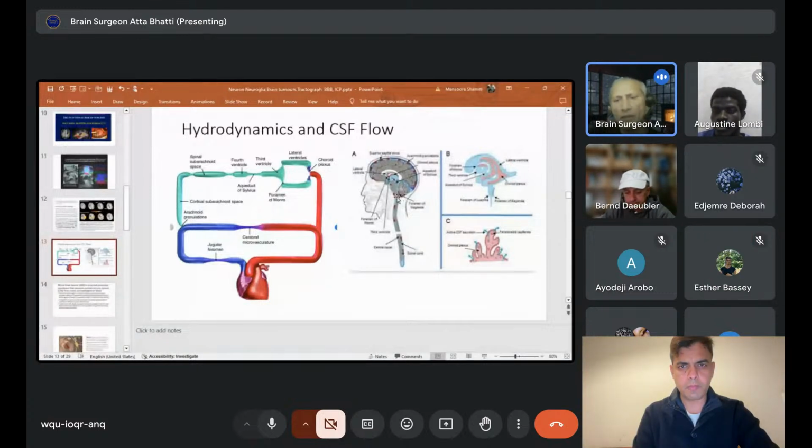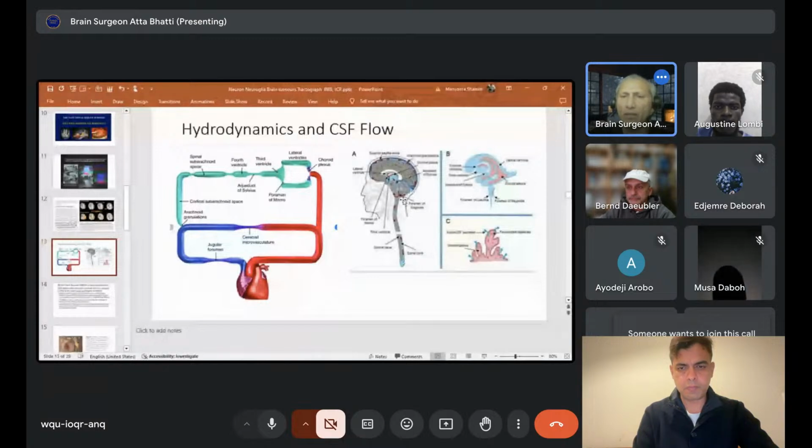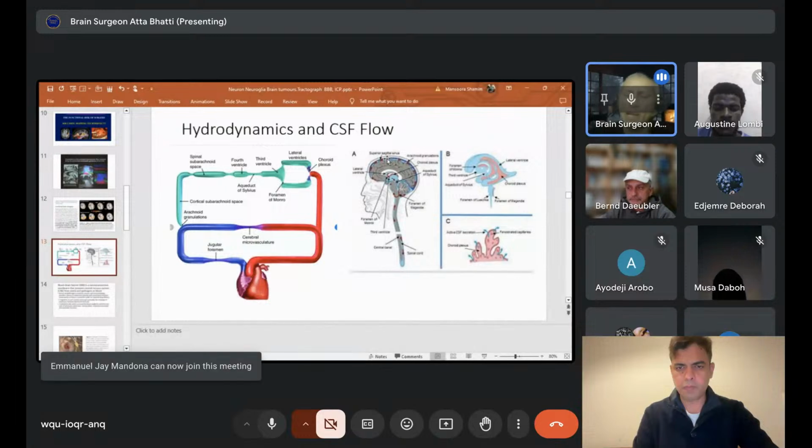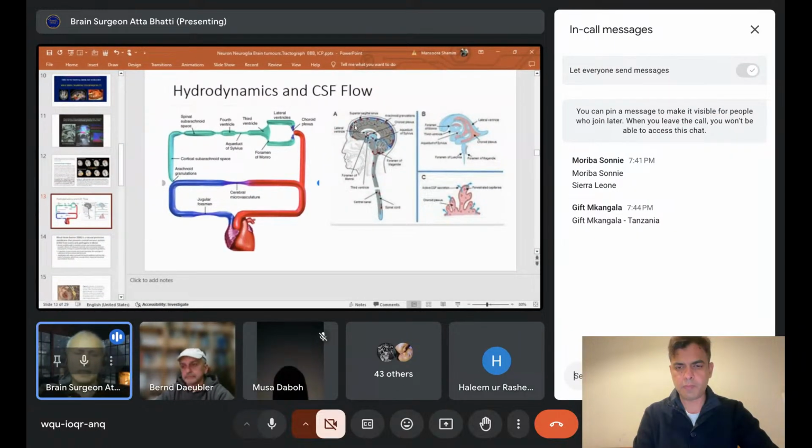It floats down in the subarachnoid space, covering all the spinal column, spinal cord, and it flows back through the arachnoid spaces back into the venous system. This is how the CSF circulation is. And in a given time, there is some secretion of CSF. In a given time, almost 250 to 300 ml of CSF is present.